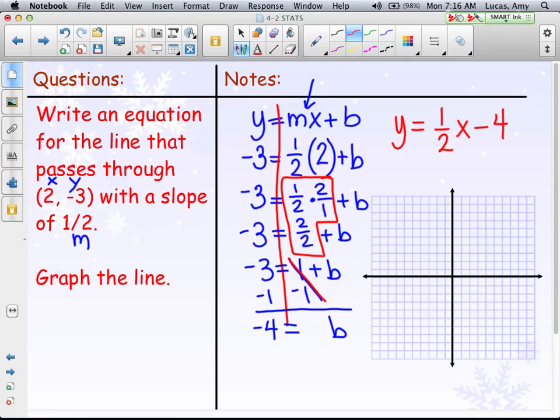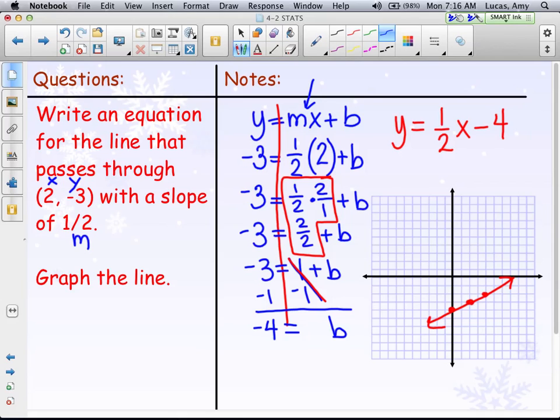Now I can graph my line. My intercept is -4. My slope is 1/2. Rise 1, run 2. Rise 1, run 2. And I can draw my line, just like that. Now the graphing piece, I want to explain a little bit more. I could have graphed the problem first. I'll show you that on the next one.